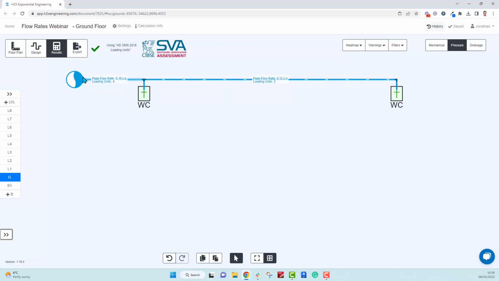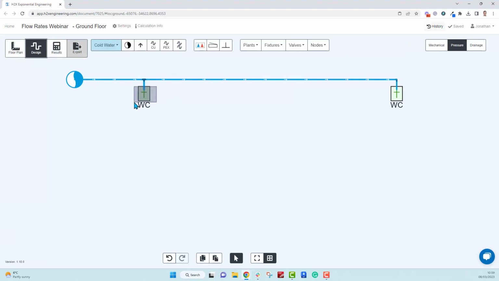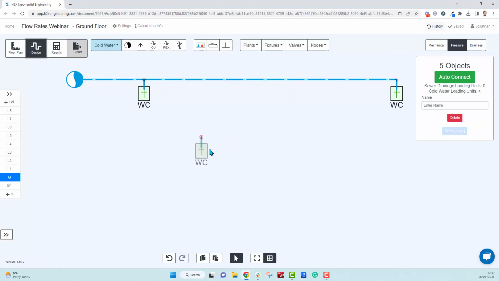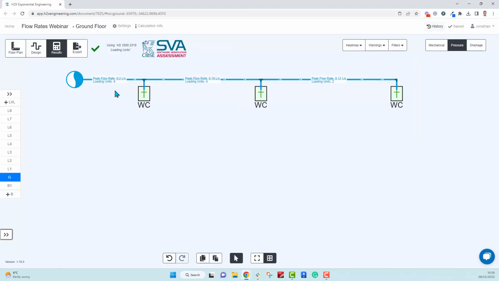Okay, so in this next example, I am going to add one more WC. And once again, just have a think what you expect to happen. So loading units have gone up linearly to 6 now. But the increase in the peak flow rate has only gone up by 25%. So hopefully you can see now that as you add more fixtures, the flow rate will always increase, but the amount it increases by will reduce.